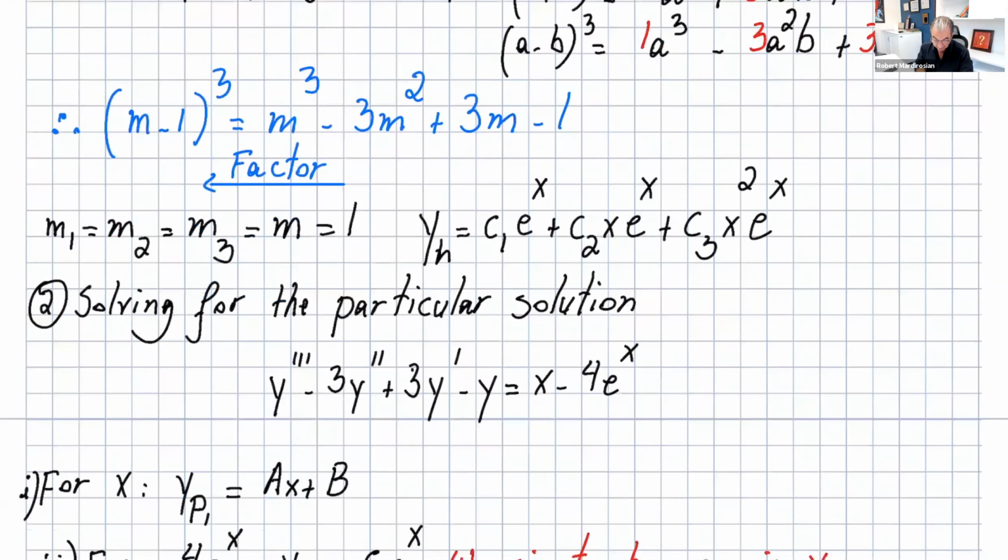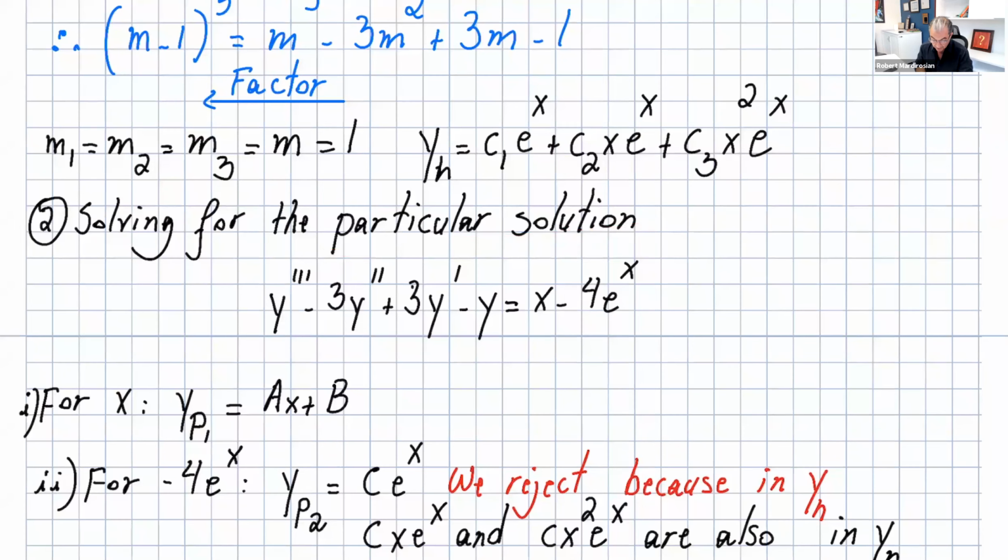Now, how do we solve for the particular solution? So this is our equation. The particular solution we have is like a linear function for the first term of that. So you put the first particular solution, you can write that as ax plus b.